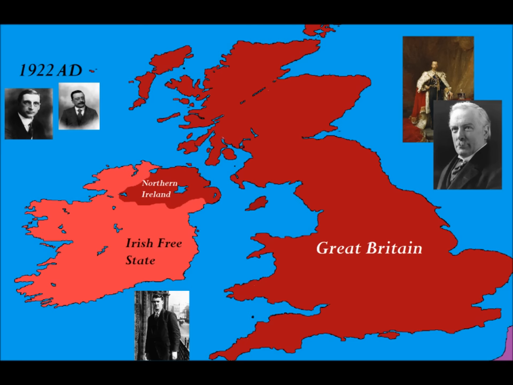Collins believed that this agreement was the first step to creating a truly free Irish nation that its people had sought all that time, but others back home, like de Valera, disagreed. He believed in nothing less than total independence. In January of 1922, the Dáil put the treaty with Britain to a vote. 64 members were in favor, 57 were against.